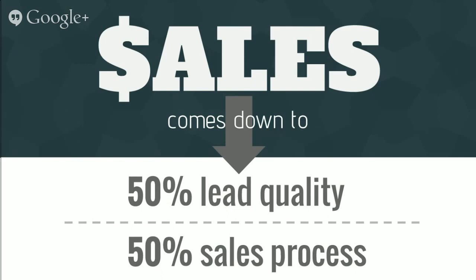The reality is that sales ultimately boils down to half lead quality and half sales process. You can have great quality leads, but if you're bungling your sales process, you're robbing yourself of the full potential of what those leads could have done for you, and vice versa. You could have low quality leads, but if you have a razor sharp process that is methodical and consistent, you can radically improve the yield you get from those lower quality leads.